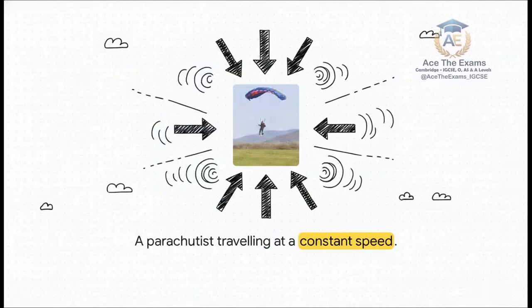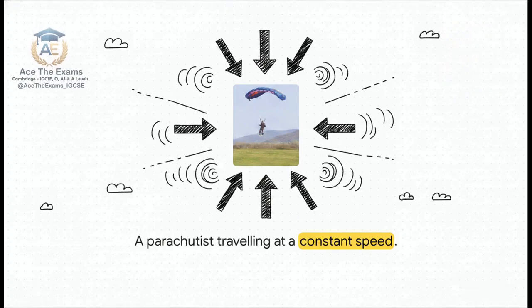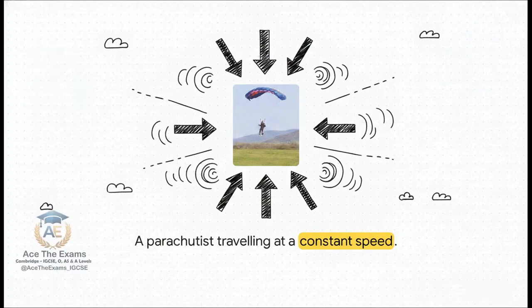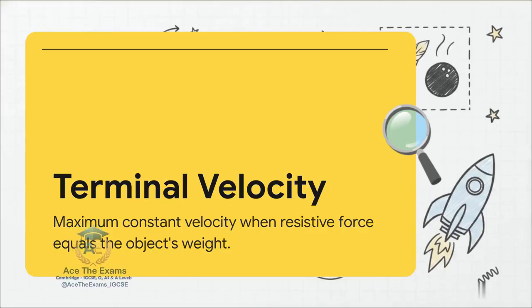A skydiver falling through the sky is just the perfect illustration of this concept. When they first jump out of the plane, they accelerate downward super fast because their weight is way greater than the air resistance. But falling objects don't just accelerate forever. As they fall faster and faster, that air resistance pushing up against them grows stronger too. Eventually, they hit what we call terminal velocity.